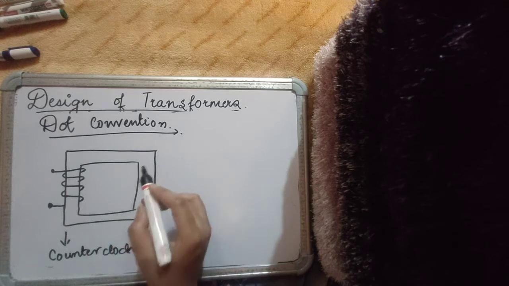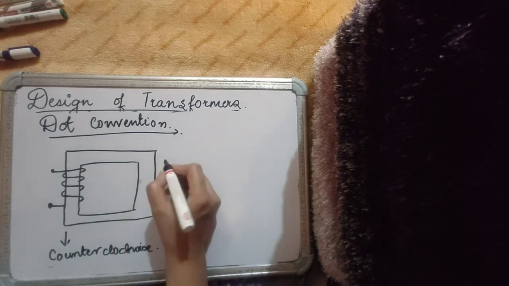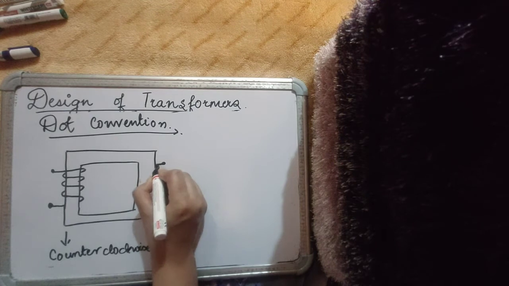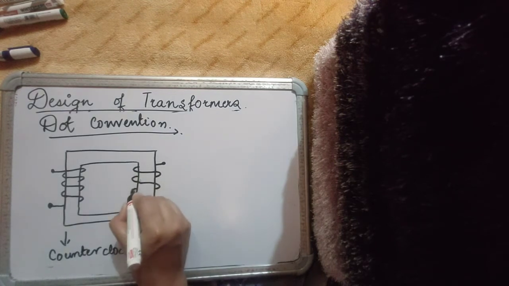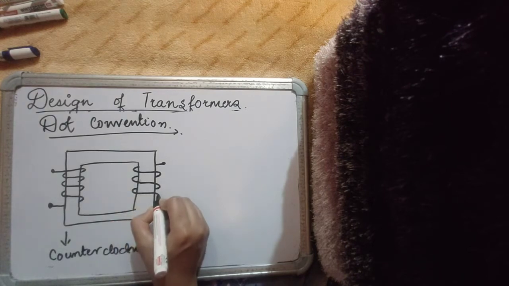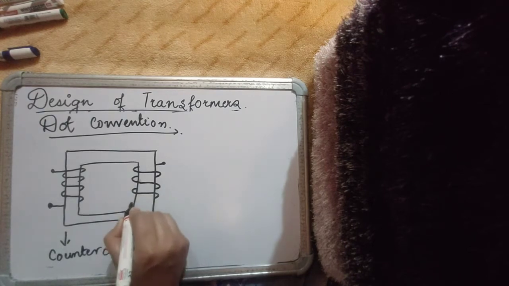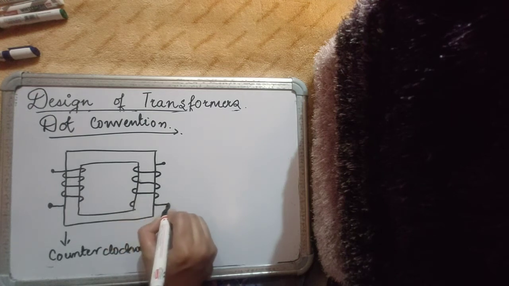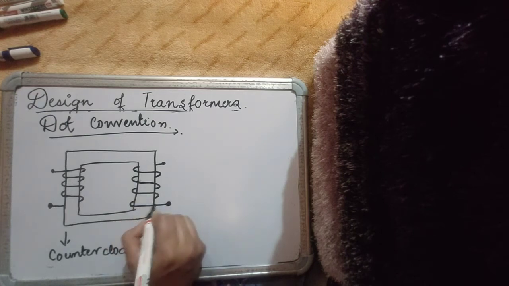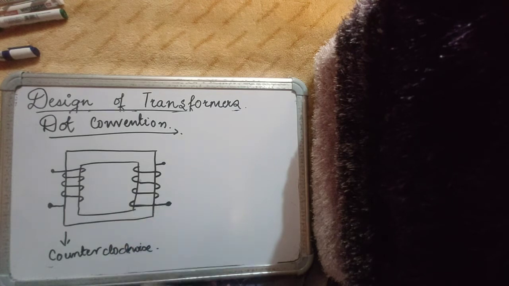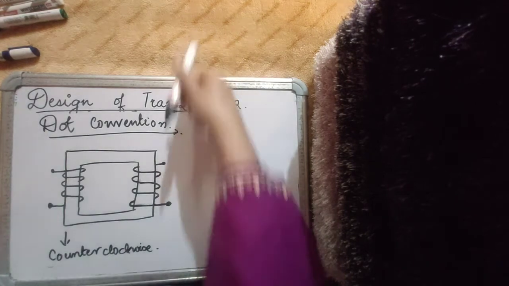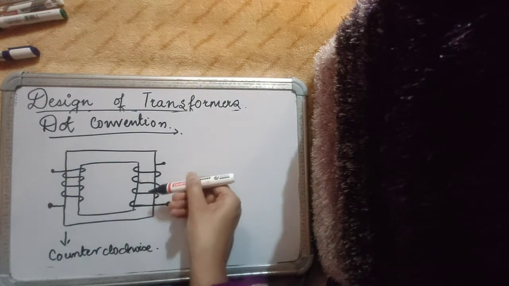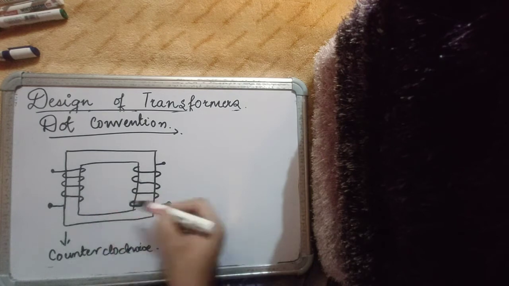and if I wind the secondary winding also counterclockwise, it's like this. Something like this, right? So this is the secondary winding. Again, this has been wound counterclockwise. If you see from this direction, I'll be going counterclockwise, right? So both the windings have been wound counterclockwise.